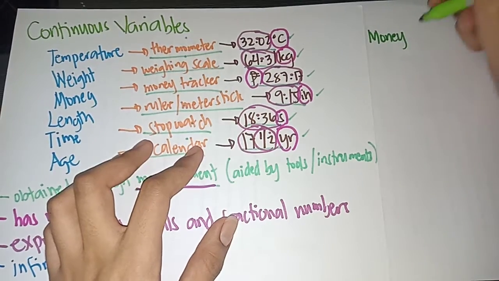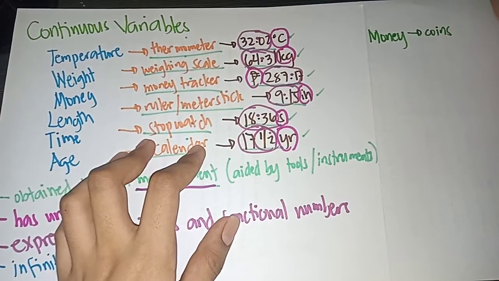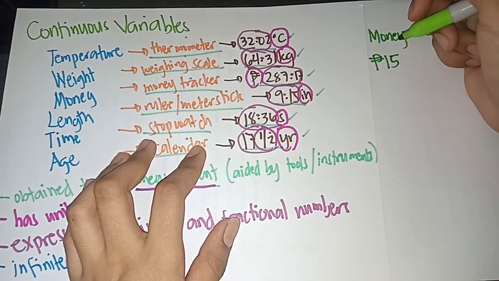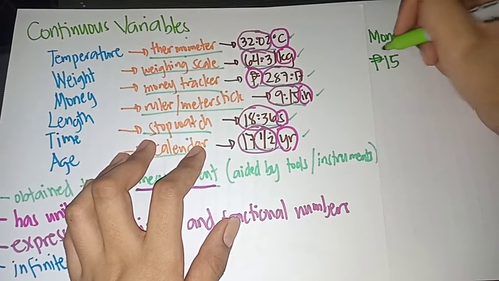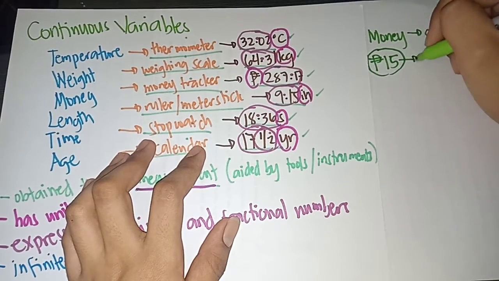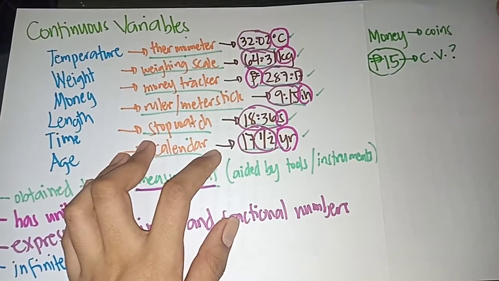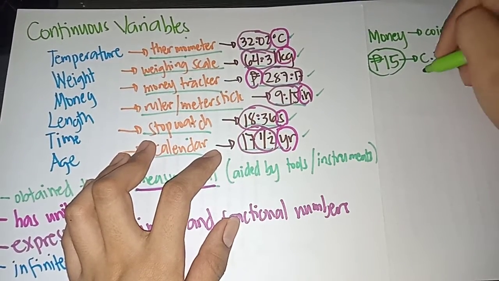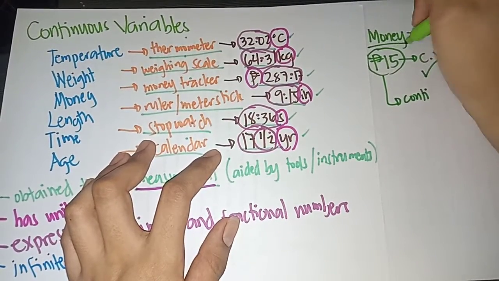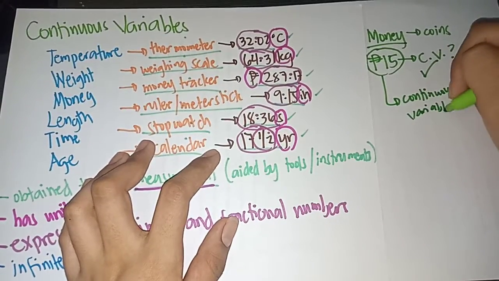And this money we have, we measure it through counting of coins. Now, these coins amounted to 15 pesos. Can we say that the amount 15 pesos is still a continuous variable or not? Obviously, it is still a continuous variable. Money in 15 pesos is still a continuous value.